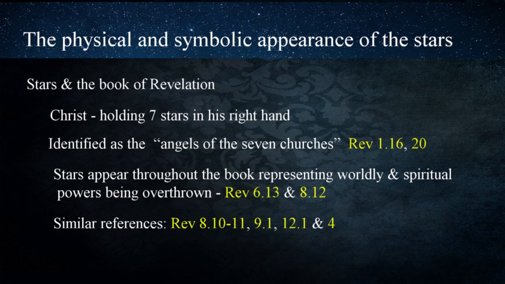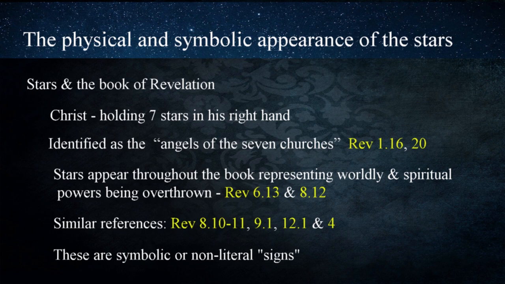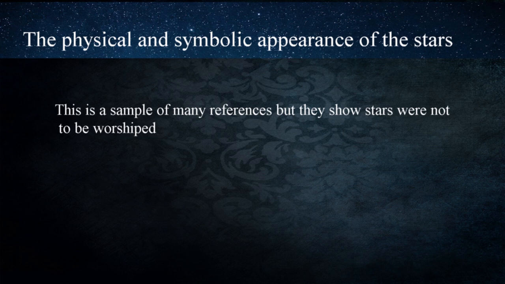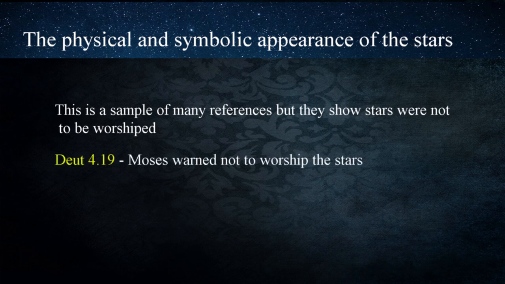As the beginning of the book of Revelation indicates, these images are signs or symbols and need to be understood as non-literal references. This is a sampling of many references that can be found in the scriptures, but the bottom line is that the stars aren't objects of worship. Moses warned the children of Israel not to worship the stars in Deuteronomy 4:19.